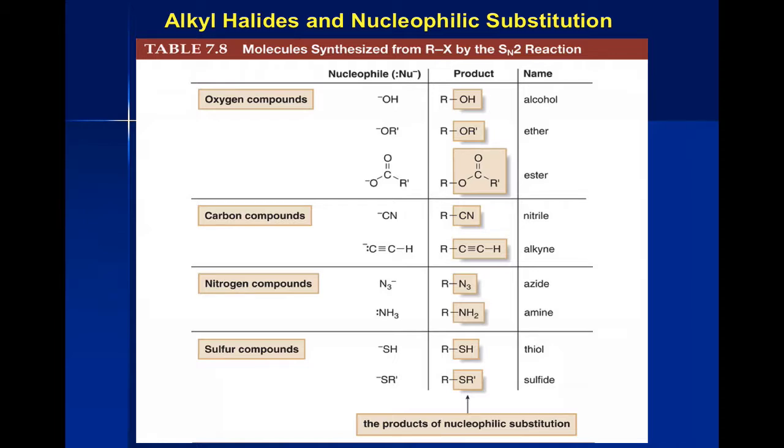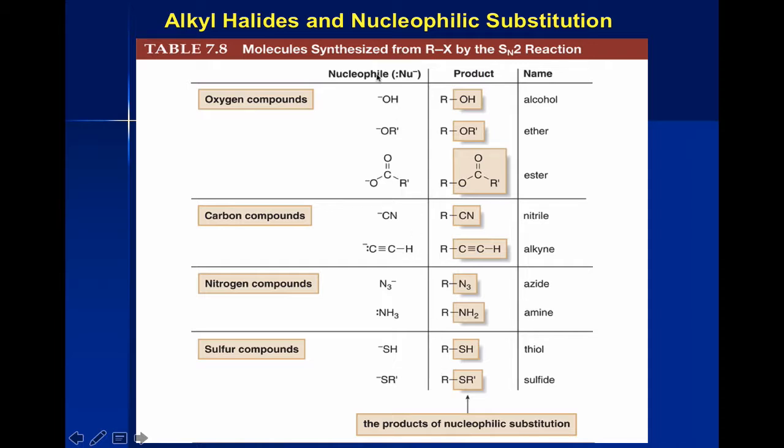This is an example of different things that you can make by reacting an alkyl halide with a nucleophile, and all of these are SN2 reactions that are shown here. So you can take an alkyl halide, and you can make alcohols, ethers, esters, nitriles, and alkynes. This is an important reaction because you're making a carbon-carbon bond here. You can make azides, amines, thiols, sulfides, and there are more and more things that we're going to learn how we can make.